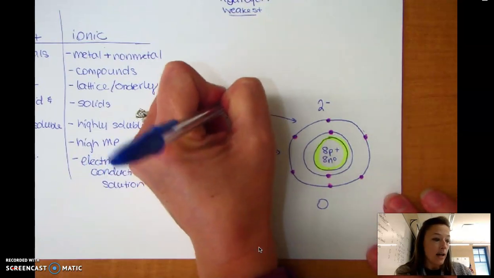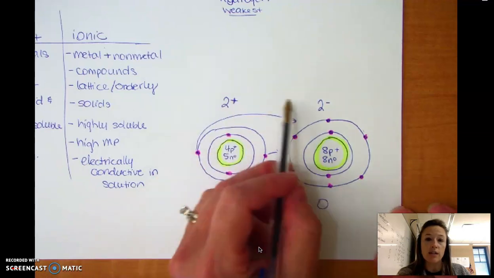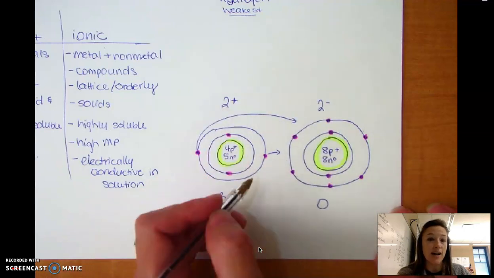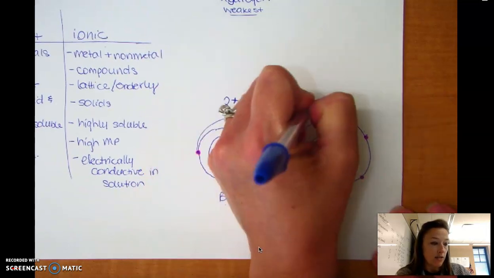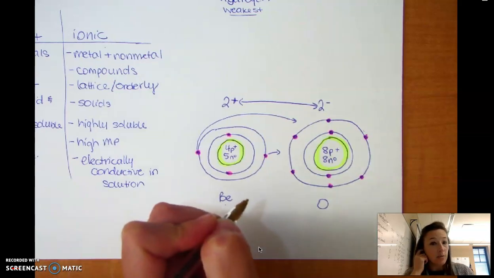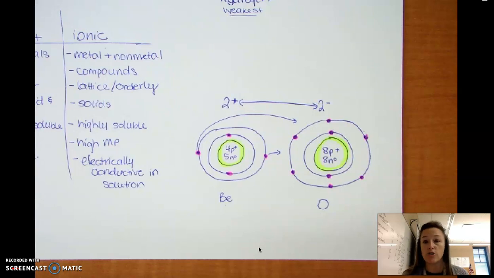But what we see now is opposites attract. So when you have these 2 different charges, they're going to be attracted to each other. And so you're going to see this bond form between oxygen and beryllium because of the opposite charges. So like charges will repel, so negatives are going to push away from each other, but when you have a positive and negative, they're going to be attracted to each other.